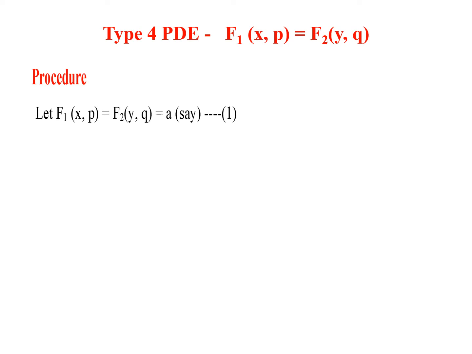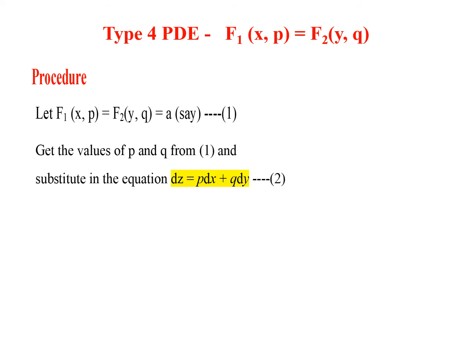When we start the process, let us first separate the equation as p and x to one side and q and y to the other side. And since these are independent variables, both of them will be equal to a constant. So let us call the constant as a. Mark this as equation 1 and get the values of p and q from this equation 1 and substitute them in dz formula. Now here we have dz equal to p dx plus q dy.